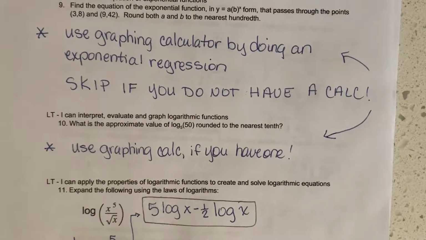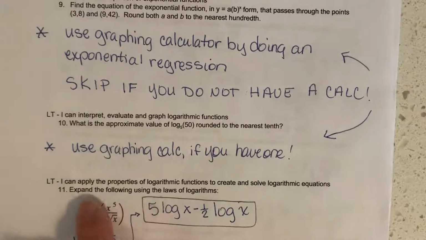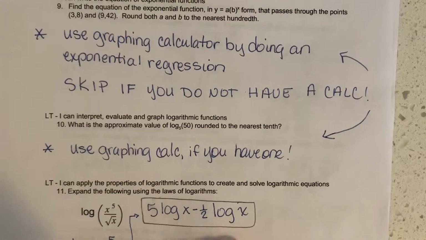And it's 5 log x minus 1/2 log x. And that's all they wanted you to do was expand it. So you're not solving for anything because we don't know what x is. All right, so let's look at the next one.